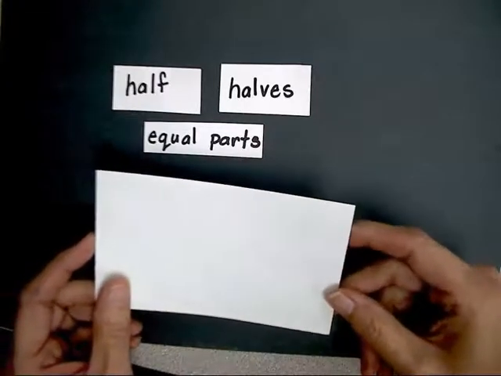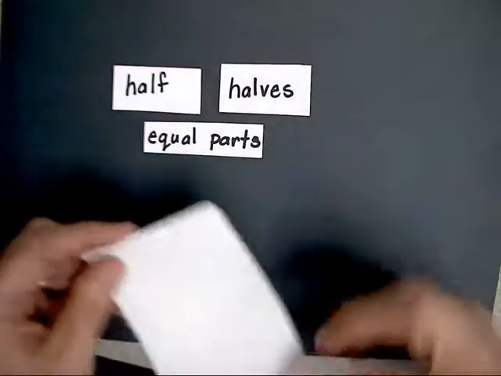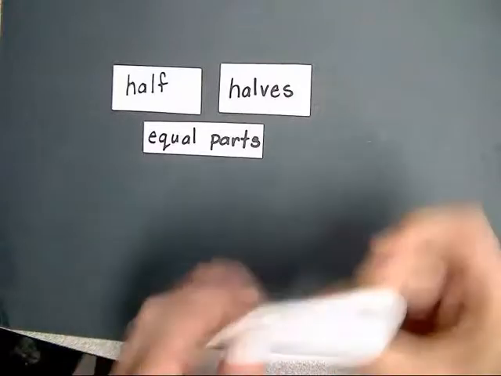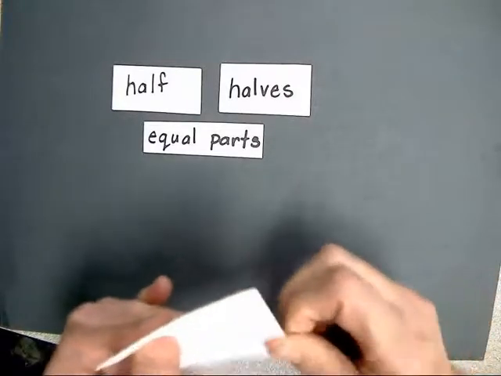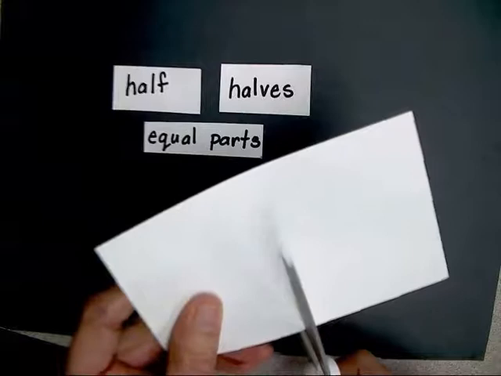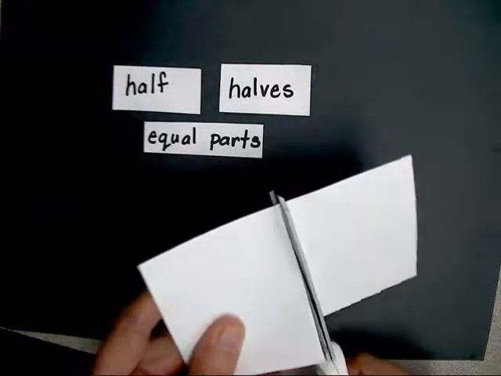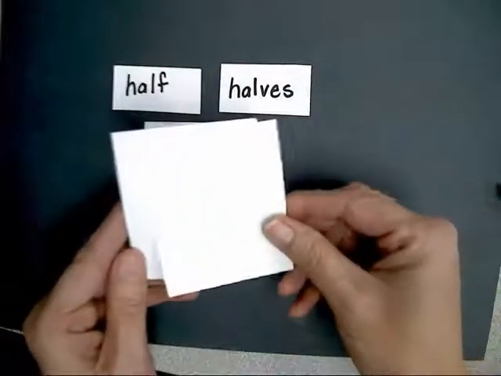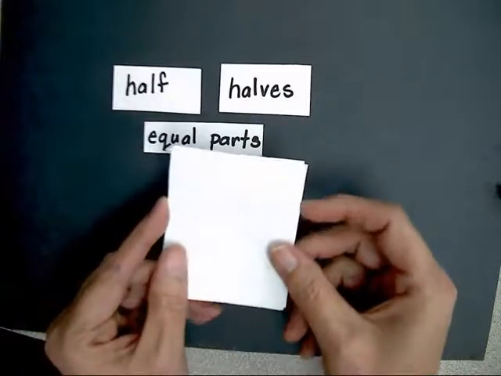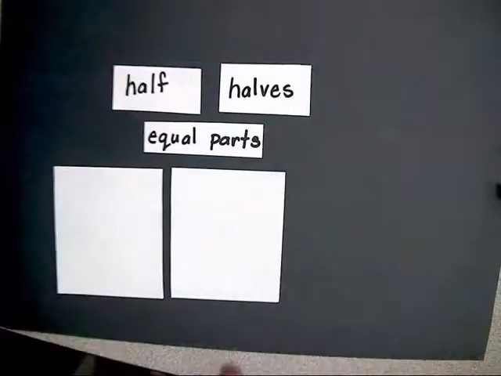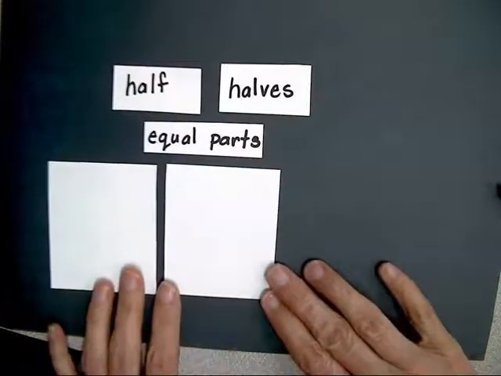So let's see if we can partition this sheet cake. I'm going to go ahead and fold it, making sure that my edges are lined up. And I'm going to cut it at the fold. Are these equal parts? Well, I'm going to line them up to make sure. Yes, they're pretty close. So that could be one way to partition the sheet cake into halves.